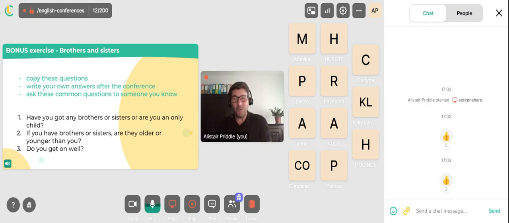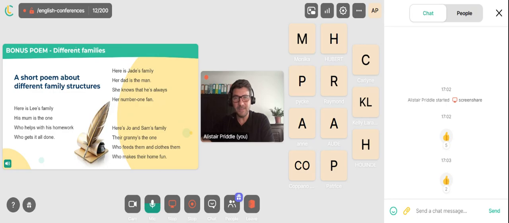Okay. Well, I think there is one more bonus screen to look at today. So let's have a look at our third bonus screen. And it's a poem. Okay, so it's a bonus poem to illustrate that there are different families. This is a short poem about different family structures.